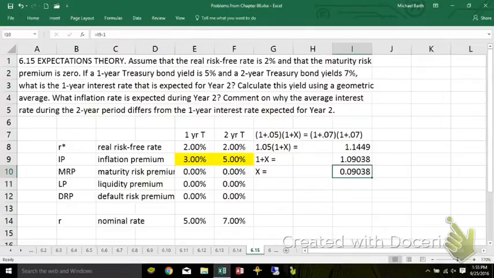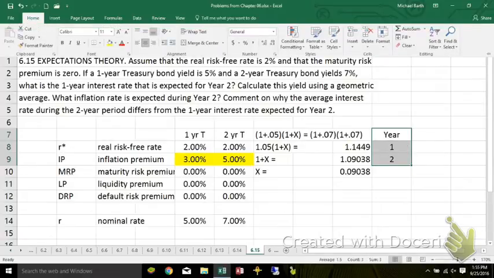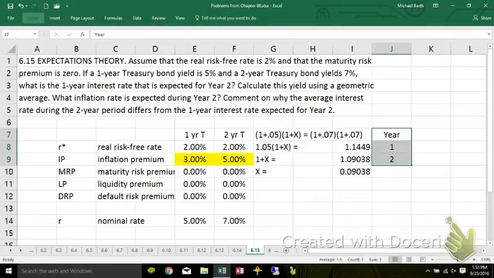Okay, so what that's saying is if this real risk-free rate was staying the same, that must mean that inflation's going to rear its ugly head, but we could see that from here. The average inflation over 1 year is 3%. The average inflation over 2 years is 5%. So if I take inflation by year, in year 1 and year 2, if it's going to average 3% this year, then how much is it going to have to be in this second year?